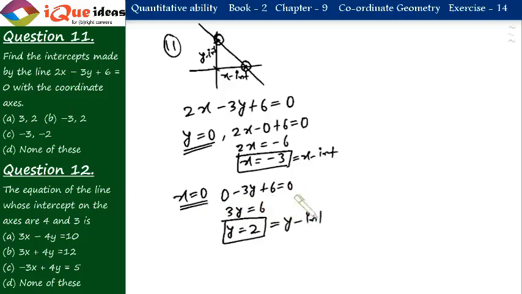So the question is asking x-intercept and y-intercept. That means the lengths are minus 3, that is the x-intercept, and plus 2, that is the y-intercept. Right? So these are the lengths of the intercepts. That is option B, I suppose.